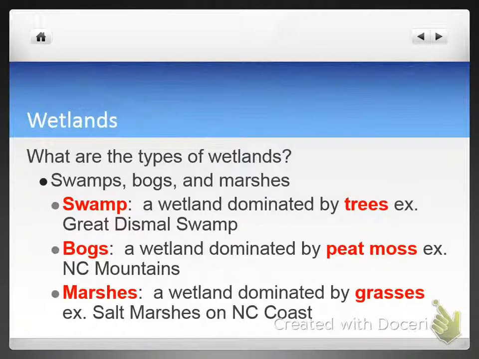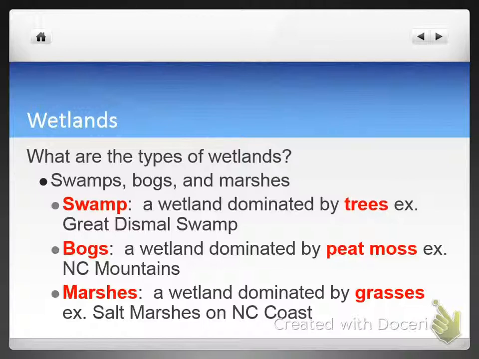There are 3 distinctive types of wetlands. A swamp is a wetland that has a lot of trees, and northeastern North Carolina has a very large swamp called the Great Dismal Swamp. Bogs are found in our mountains, and the dominant plant species in a bog is peat moss. And marshes would be like the ones we have along the sounds on our coastline, and they are dominated by grasses. We have a lot of salt marshes along our coast.